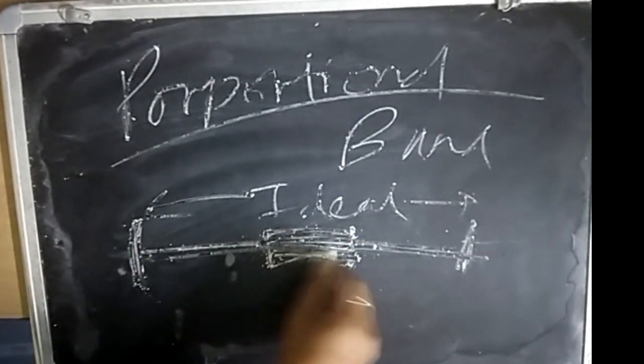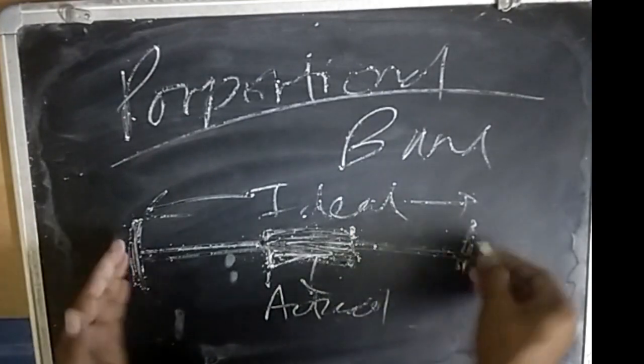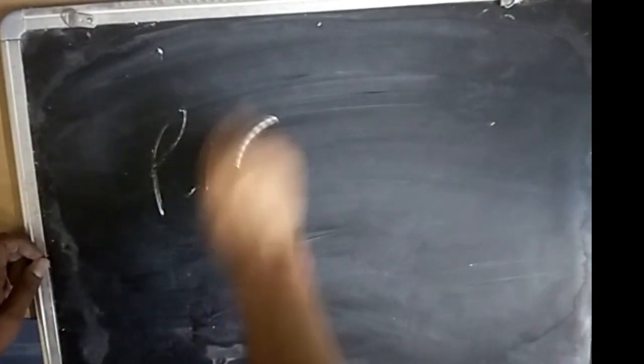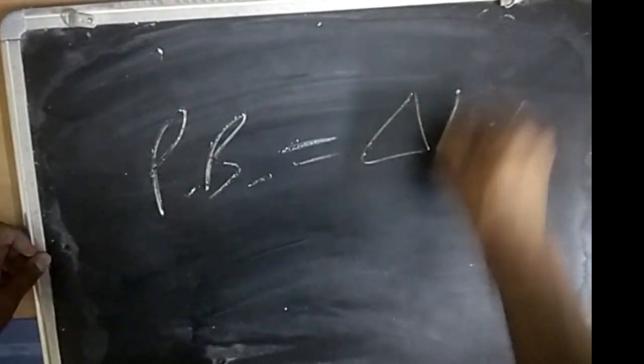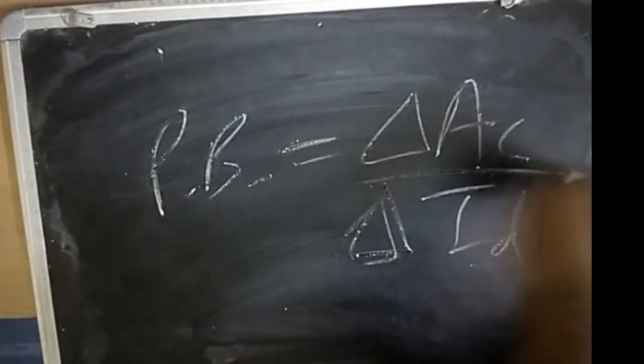Out of this whole, I just need only a particular part. So this is my actual. How much part of the ideal do you take as the actual measurement? This is the proportional band, so I will write PB is equal to delta actual by delta ideal, that is my proportional band, into 100, so you can get the percentage.